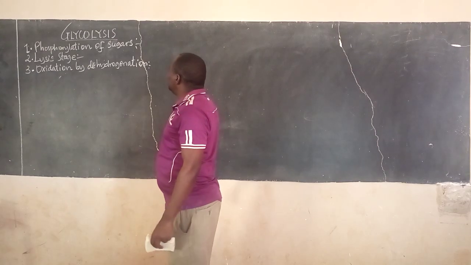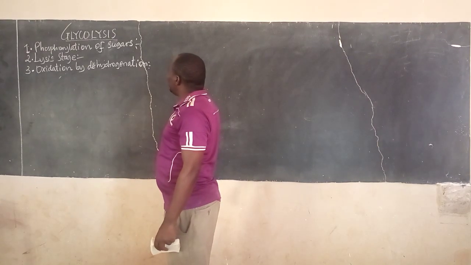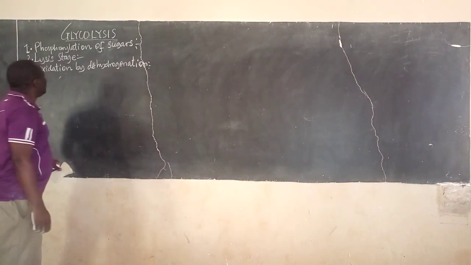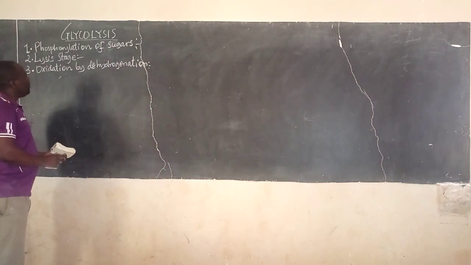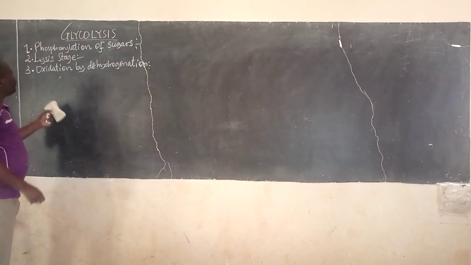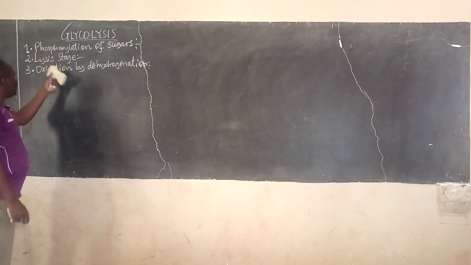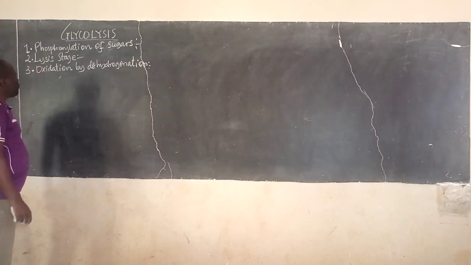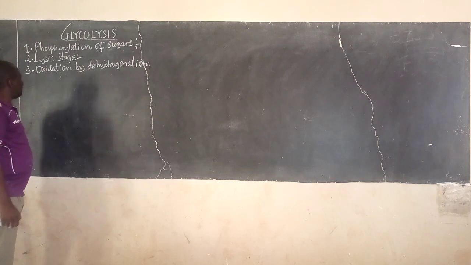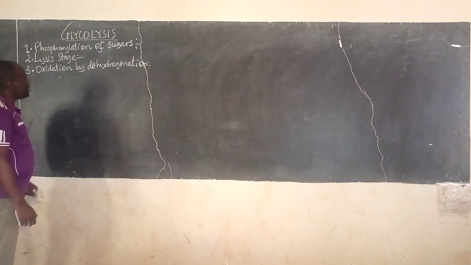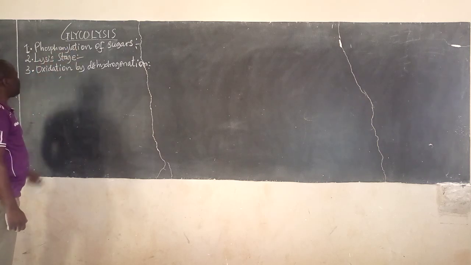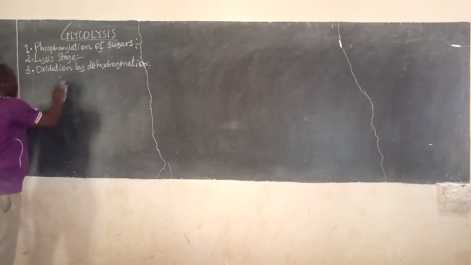Hello viewers, today we are going to discuss glycolysis, the process of cleaving sugar, mostly glucose, into two pyruvates. It is a reaction that takes place within the cytoplasm of the cell, and it is composed of three main stages. The first stage is phosphorylation of sugars, the second is the lysis stage, and the last one is oxidation by dehydrogenation. But this time around, I'm going to deal first with the phosphorylation of sugar.